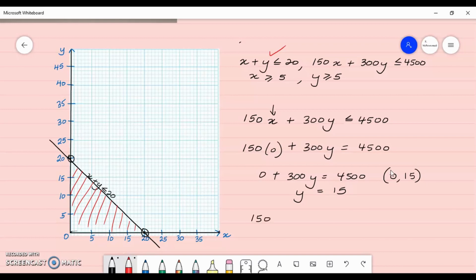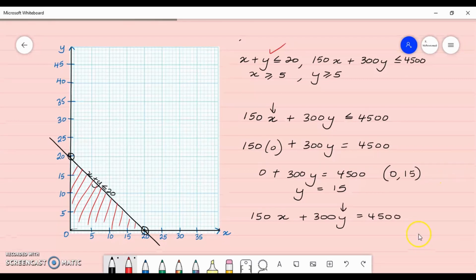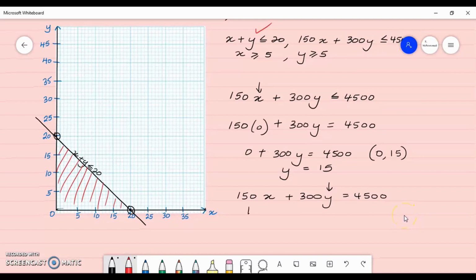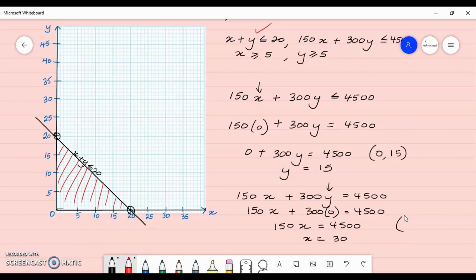I'm going to take back my equation here, and I'm going to use now y being 0. So it's going to be 150x plus 300 times 0, and that's going to give me 0. So I'm going to end up with 150x is equal to 4500, and I know x is going to be 30. So my next point is going to be 30, 0.